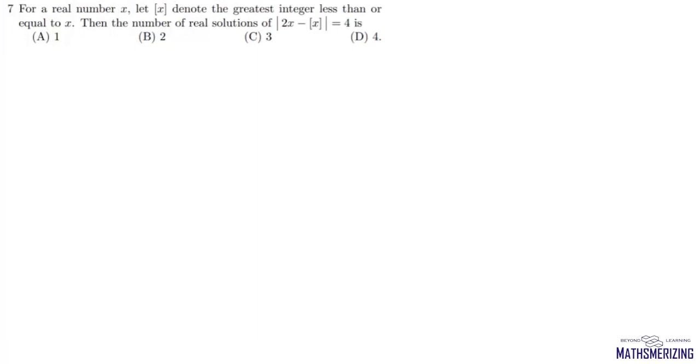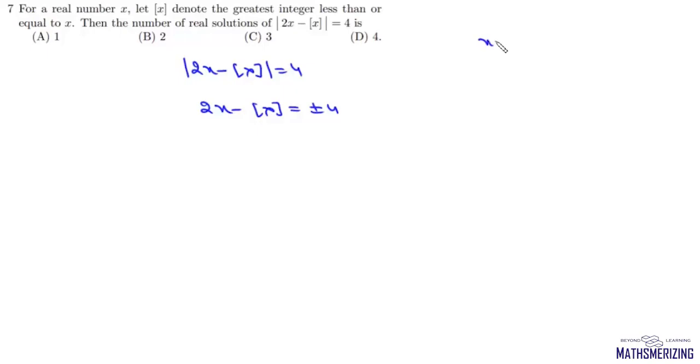Now question number 7 is: for a real number x, let the box x denote the greatest integer less than or equal to x, then the number of real solutions of this equation is. Now we are given mod of (2x minus greatest integer function of x) is equal to 4. So we can write 2x minus greatest integer function of x is equal to plus or minus 4.